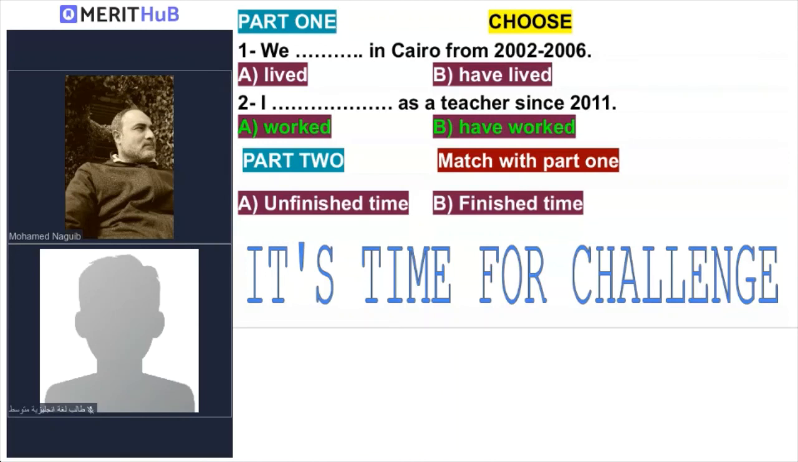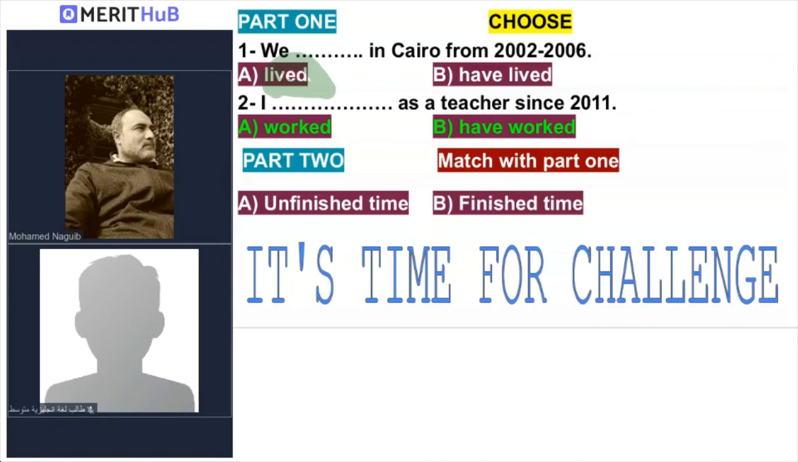So, part 1: we in Cairo from 2002 to 2006. So here, what do you think? Which year are we in? Yeah, we are in 2022. So when did the action happen? Yes, it happened in the past. You're right. So here I'm going to choose lived, because it refers to the past. Now move to number 2.